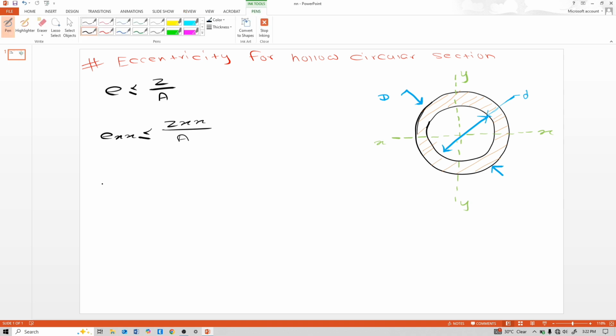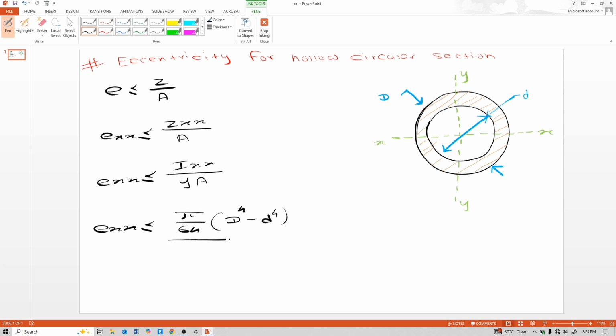So this Exx is less than or equal to Ixx by y. How do this Ixx and y come? This is nothing but the Zxx. Sectional modulus is nothing but the moment of inertia divided by the distance between the neutral axis and the extreme fiber distance. So Exx should be less than or equal to Ixx for hollow circular section, which is nothing but pi by 64 in bracket. See, the outer diameter of the circle is capital D raised to 4 minus inner diameter small d raised to 4, divided by y.